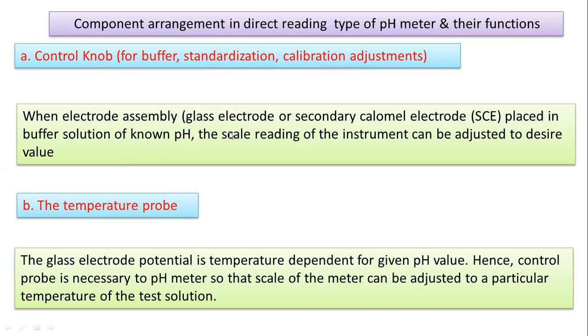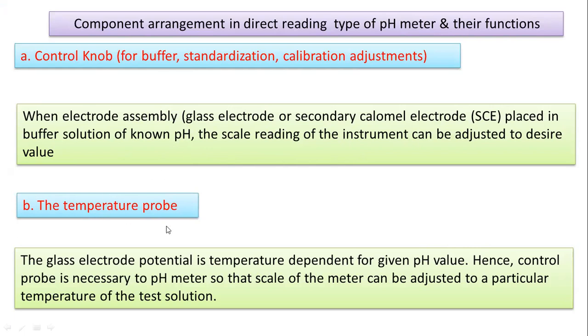When the electrode assembly, that is the glass electrode and the secondary calomel electrode, called SCE, is placed in a buffer solution of known pH, the scale reading of the instrument can be adjusted to the desired value. So the control knob is for these processes: standardization with the buffer solution as well as calibration of the instrument.